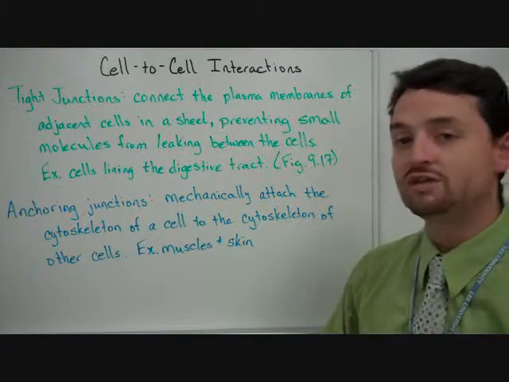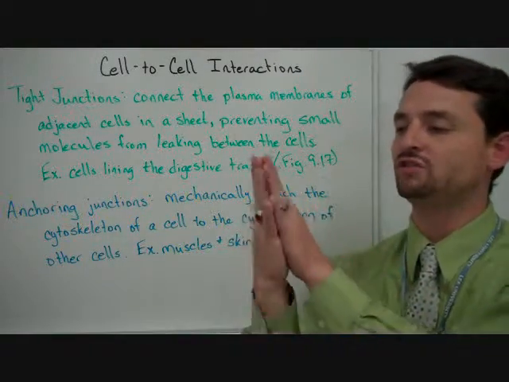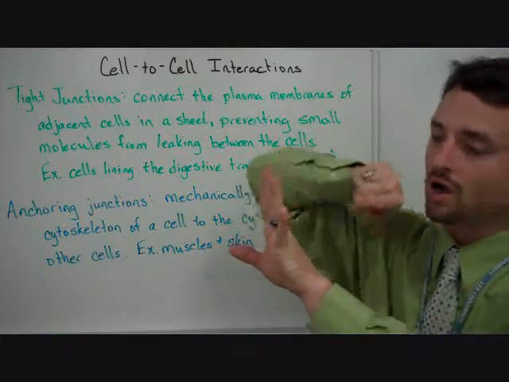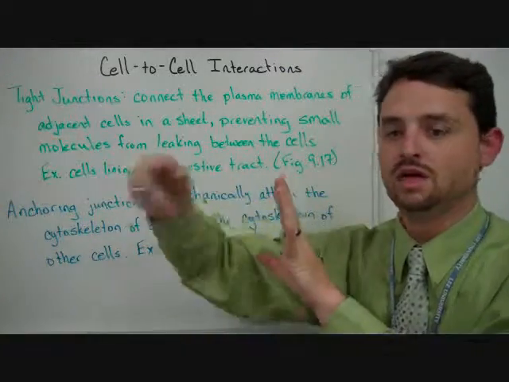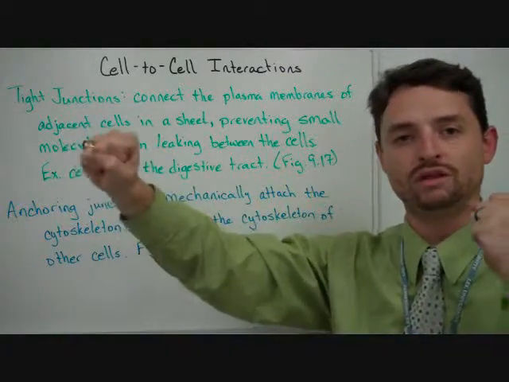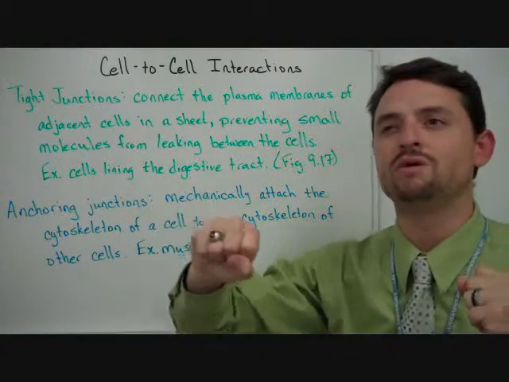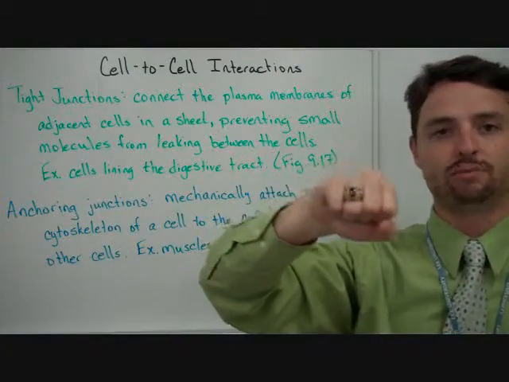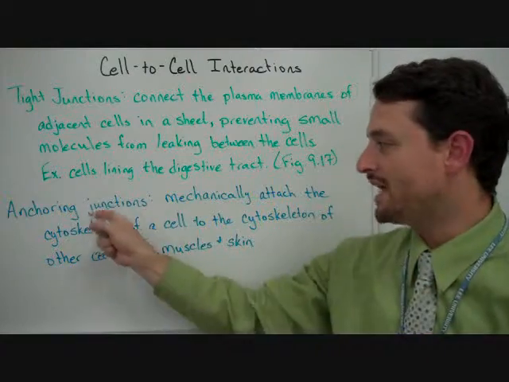You've also got anchoring junctions. Anchoring junctions will mechanically attach to cytoskeleton. So you have two cells, and there'll actually be these junctions that will go from one cell through the cell membrane of another into its cytoskeleton. So you'll have these connection points back and forth, these rods, if you will, or you might want to think of it as like a stretchy band, so that when one cell moves, the other pulls with it. Back and forth it goes because they're connected by these anchoring junctions.